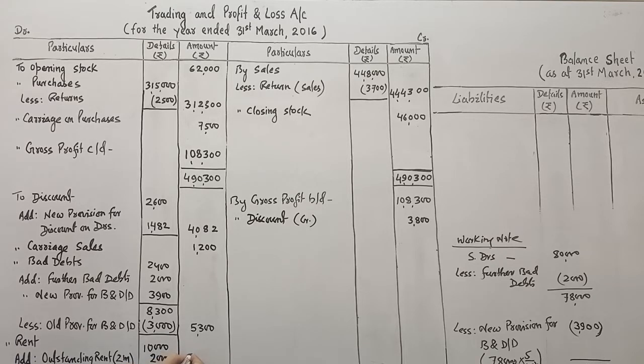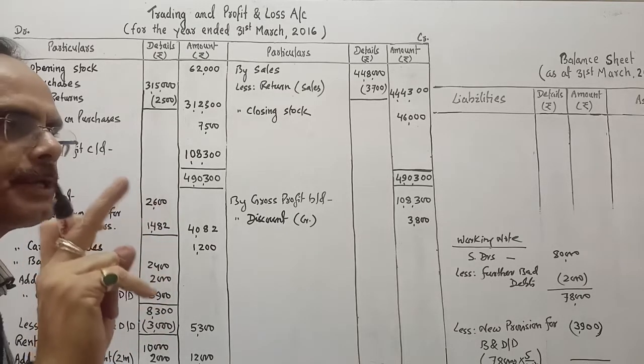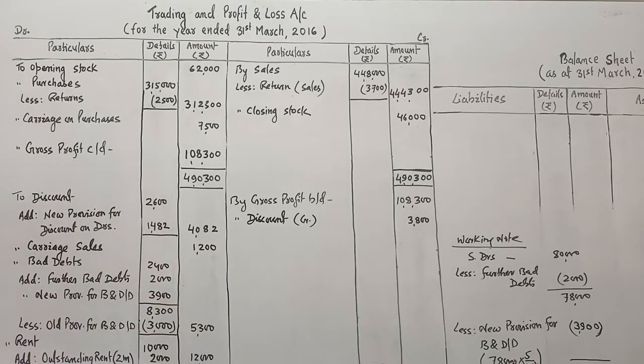So total rent is 12,000. 10,000 is given in the trial balance, and in the additional information it says that rent is 1,000 rupees per month. It means in a year it should be 12,000, so 2,000 is outstanding rent. Thereafter, salary is the next item. Regarding salary there is no adjustment, so we will write the amount directly in the outer column, 25,000.